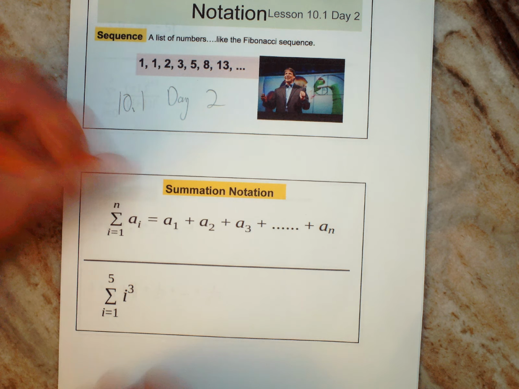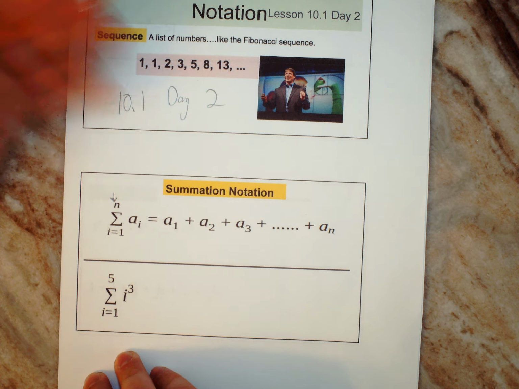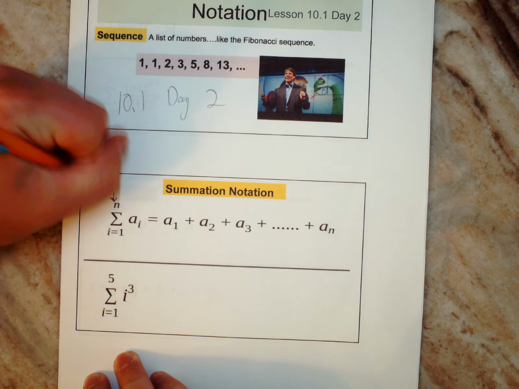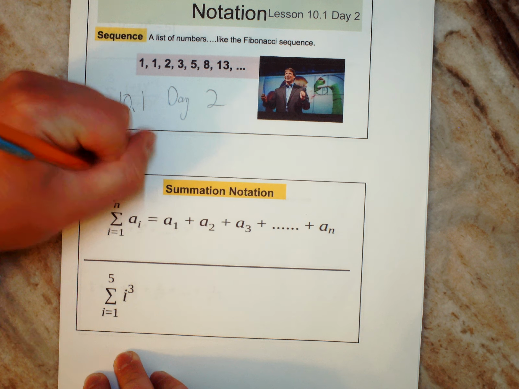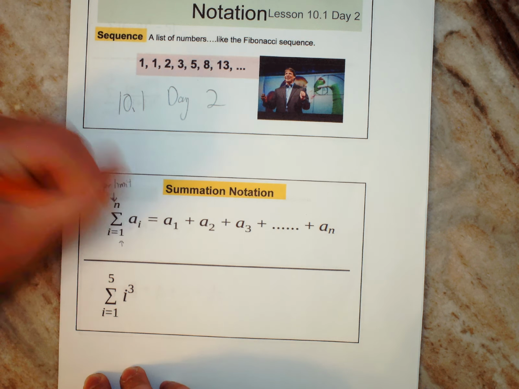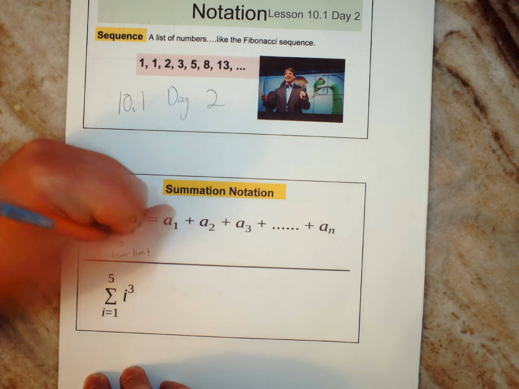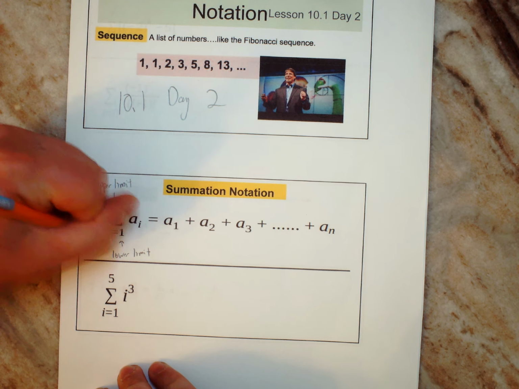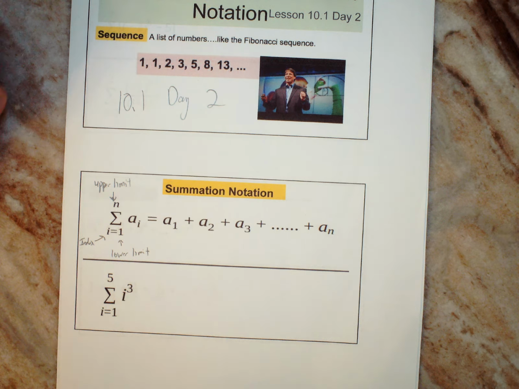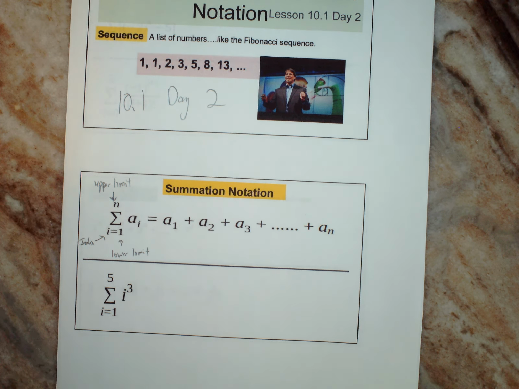So this n right here at the top doesn't have to be n. It could be k or whatever letter they use. This is your upper limit. This basically tells you how many terms you're going to do. This is your lower limit right here. The lower limit basically tells you what number you're going to start at. And the i right here is called the index. So that's basically the index of summation. It's usually i, j, or k.